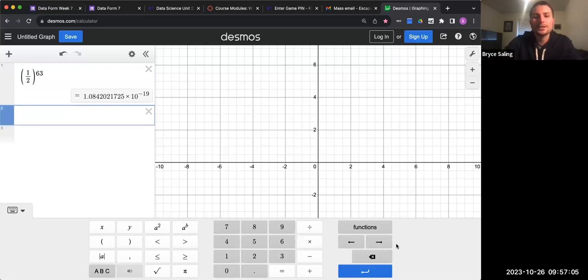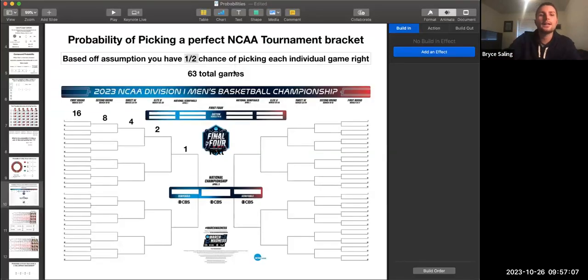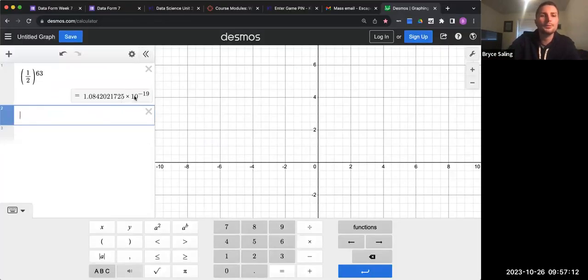What this means is it's too small of a number to give an actual percentage. So there's essentially a decimal, 0.0000, with 19 zeros before you get to this 1. The calculators only go up to so many digits here. So 1, 2, 3, 4, 5, 6, 7, 8, 9, 10, 11, 12, 13, 14, 15, 16, 17, 18, 19. So that is your chance of getting every single game correct.